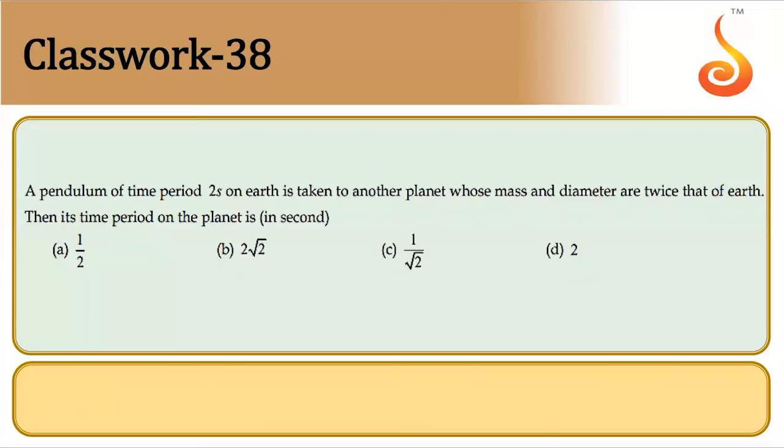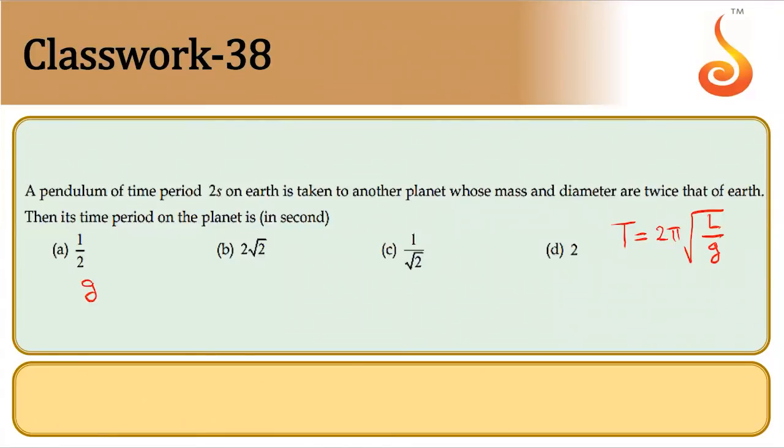A pendulum of time period 2 seconds on Earth is taken to another planet whose mass and diameter are twice that of Earth. Then its time period on that planet is 1 by 2, 1 by 2 root 2, 1 by 2, 2 root 2, 1 by root 2, or 2. The time period of a pendulum is 2 pi root of L by g. When you take it to a different planet, it is g which is going to change.